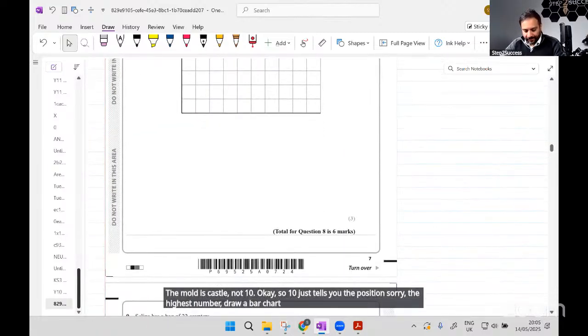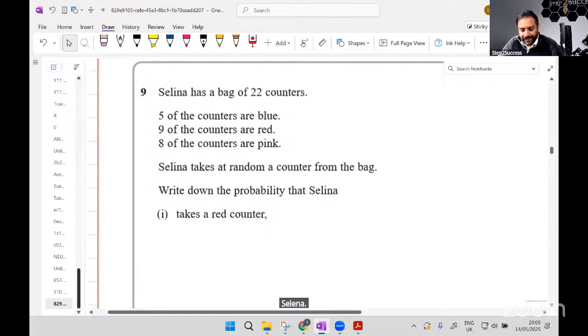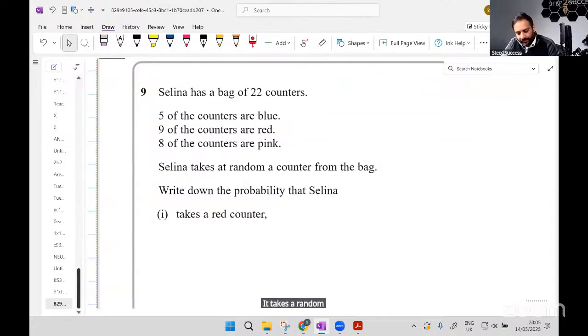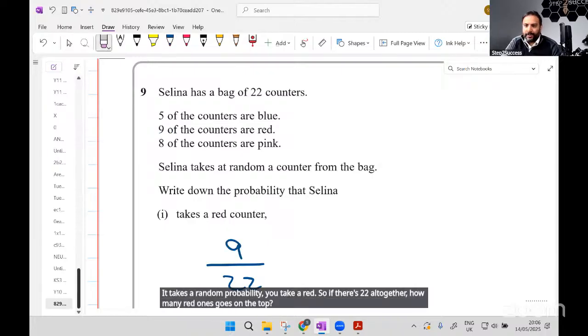Draw a bar chart. I'm not doing that. Selena has a bag of 22 counters. 5 of the counters are blue. 9 of the counters are red. 8 are pink. Takes a random probability, take a red. So if there's 22 altogether, how many red ones goes on the top? That's how you do probability.